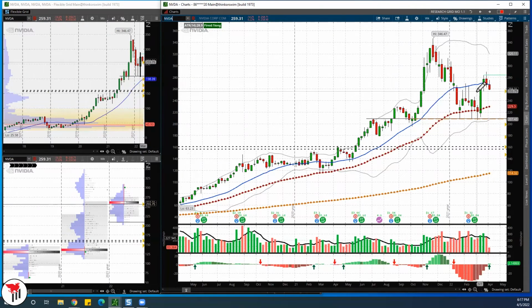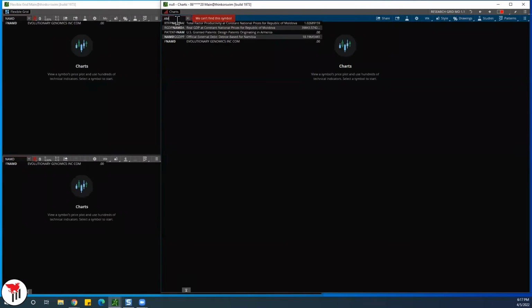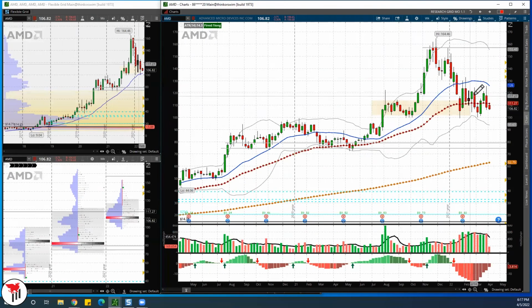Go look at Nvidia, look at where it is. So we actually tested and we bounced. AMD didn't. So AMD has been telling us, hey, no, not me. I'm not strong. So here we are. So this is your short, absolutely a short area, right? 124, 125, you're shorting the top of the range.